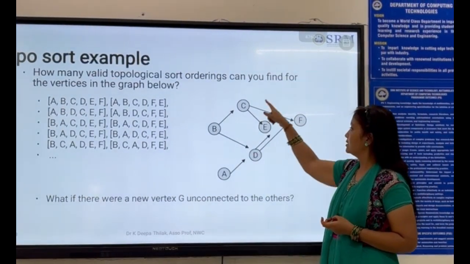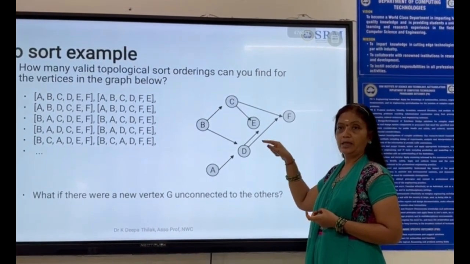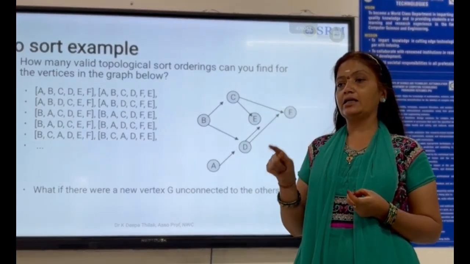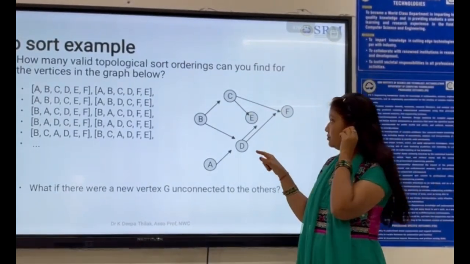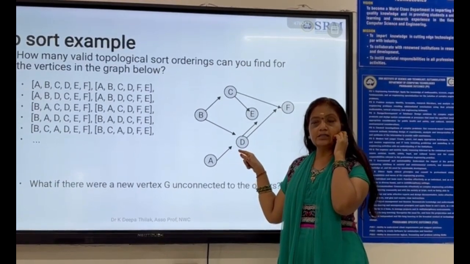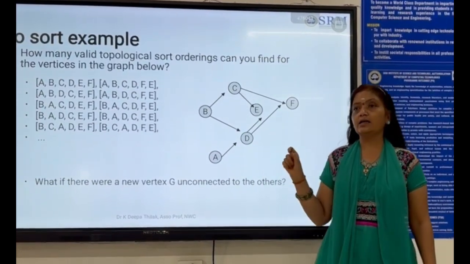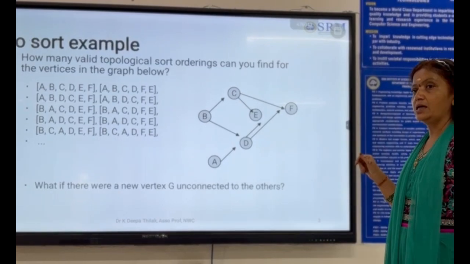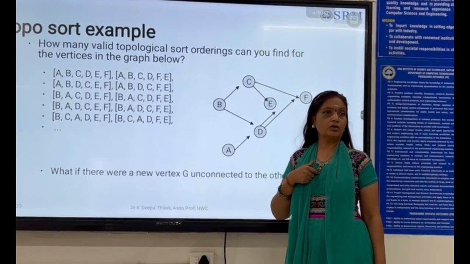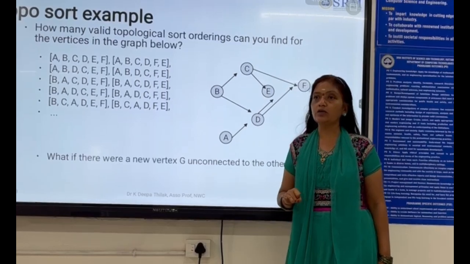This graph consists of A, B, C, D, E, F, 6 vertices and 6 edges. Before that, topological sorting has to be done only for DAGs, directed acyclic graphs. A directed graph means the graph with arrowed edges. Acyclic means the graph should not contain any cycle in any part of it. So only for a directed acyclic graph can I do topological sorting. For undirected graphs or cyclic graphs I cannot apply the topological sorting procedure.